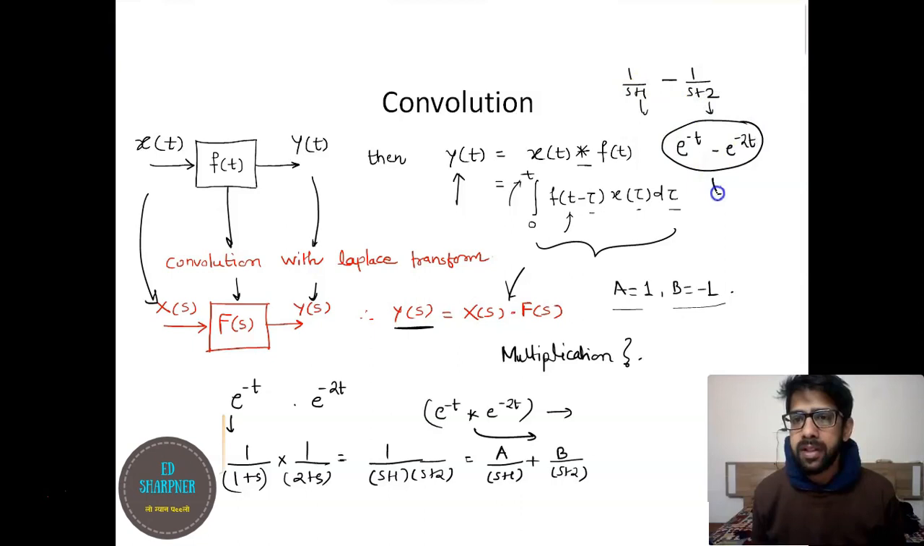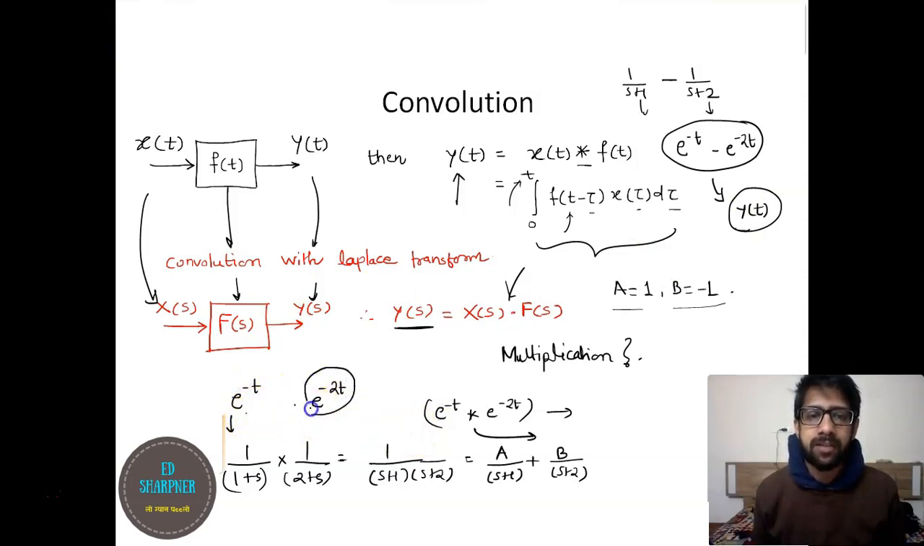So this is nothing but the output y of t. So I have bypassed the whole difficult situation when I had to solve this particular integration, and still I arrived at my output y of t by using the Laplace transform. So basically when you have input e raised to minus t and system transfer function is e raised to minus 2t, you will get e raised to minus t minus e raised to minus 2t as your output.